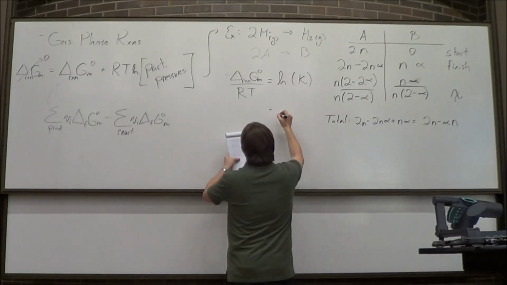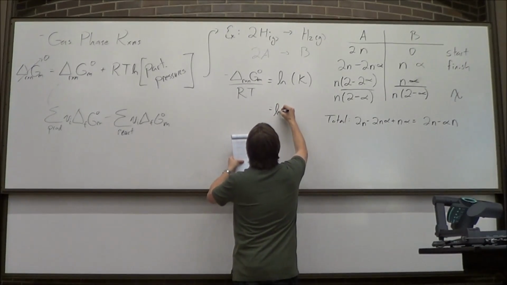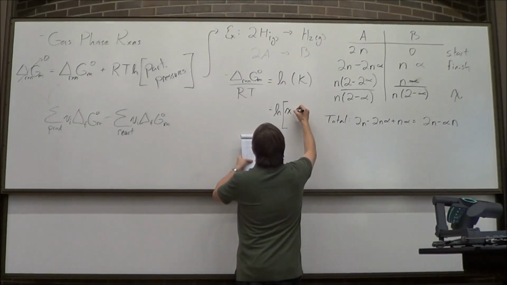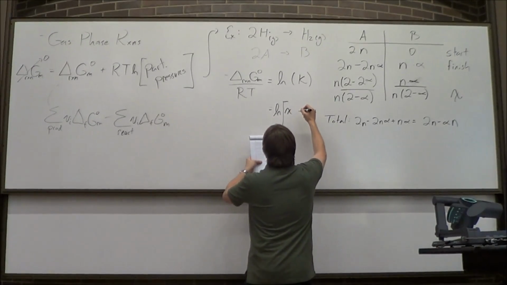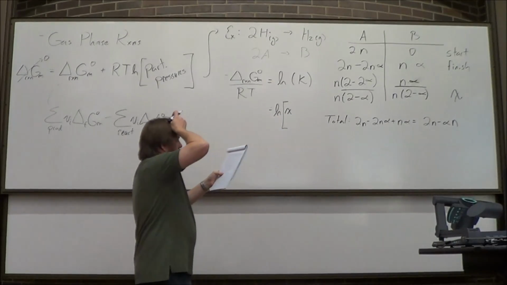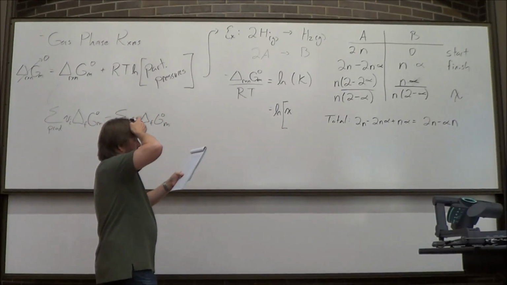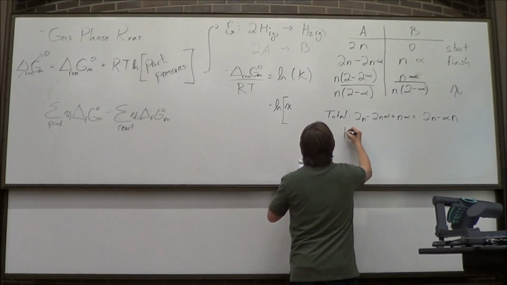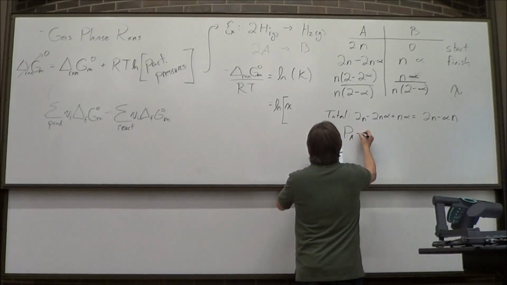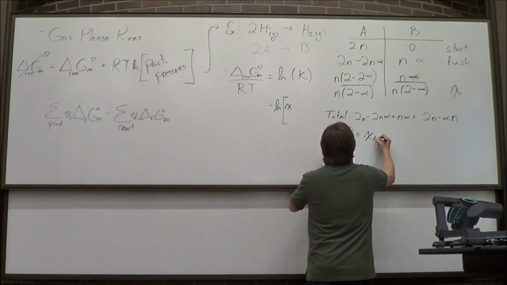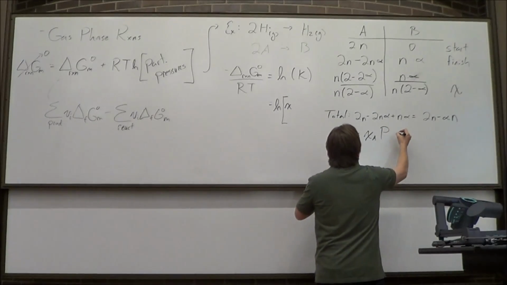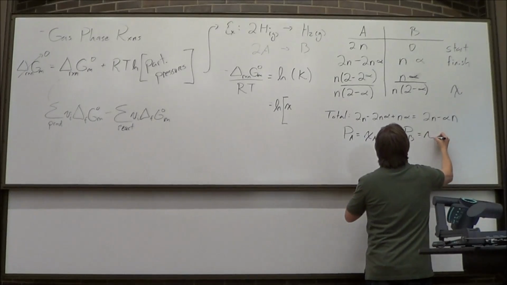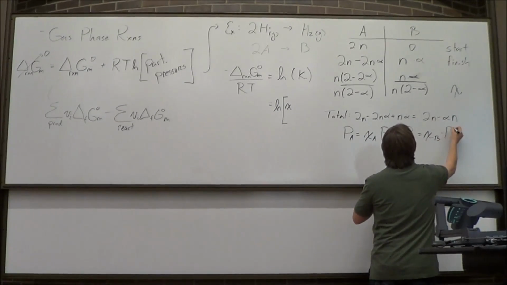ln K is natural log of chi. What am I doing? Sorry, I'm jumping ahead. My bad. I'm going to say that A is proportional to the mole fraction of A times the pressure, and B, that's the product, is equal to the mole fraction of B times the total pressure.